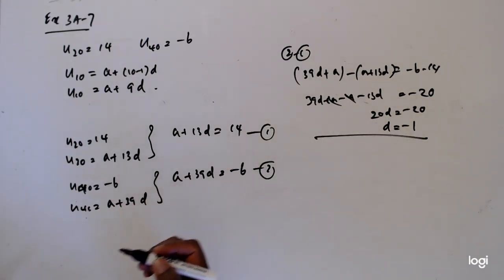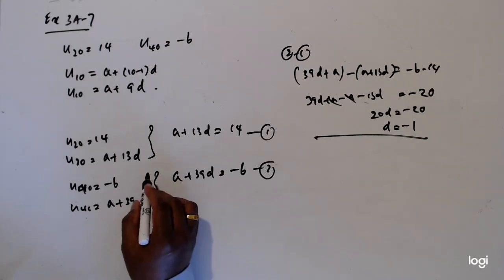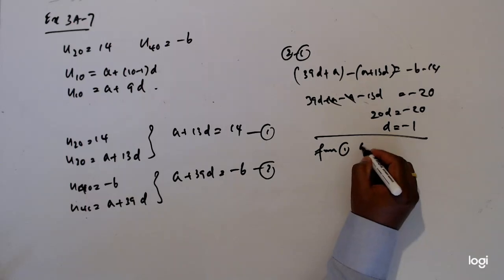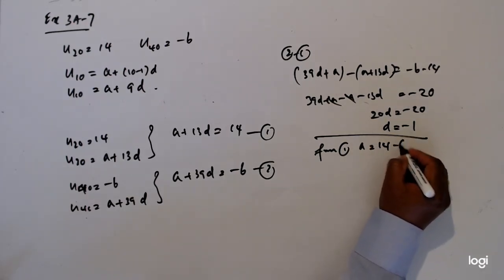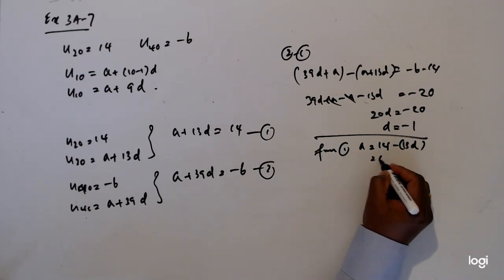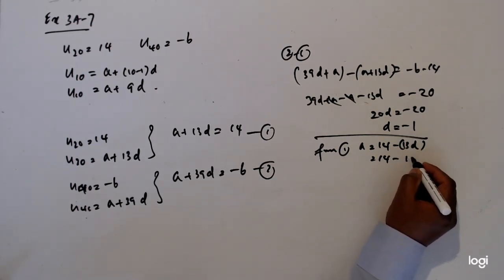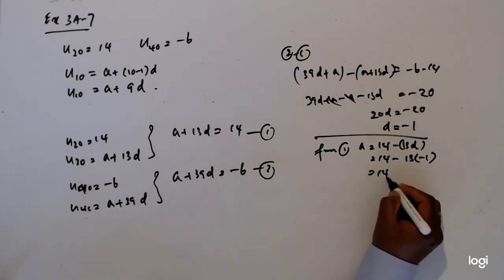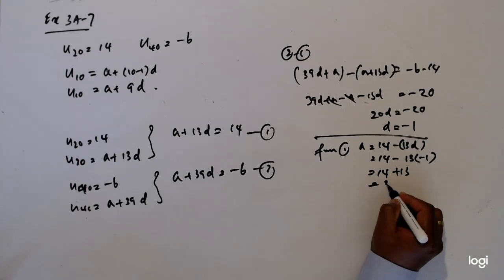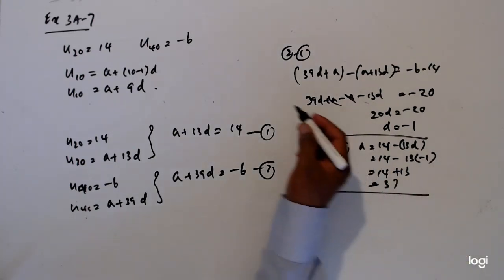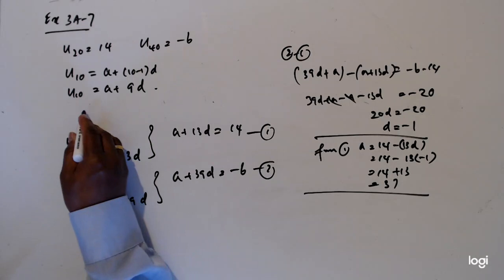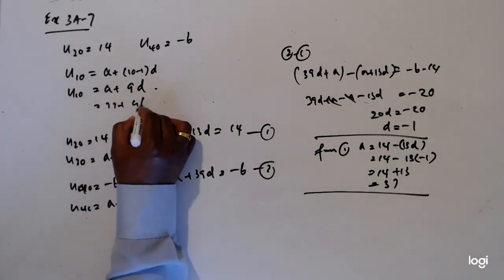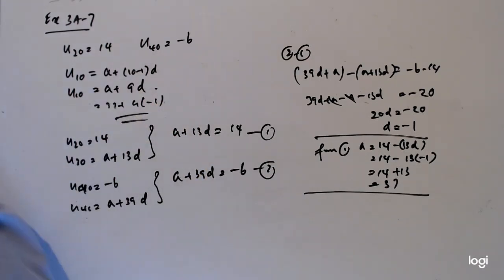Then from 1, A equals 14 minus 13d, which is 14 minus 13 times the d value, minus 1. So 14 plus 13, that is 37. Now you have A and d. Now substitute to here. A is 37, and 9 times d is minus 1, and you can find it.